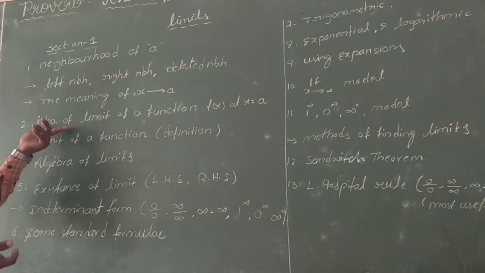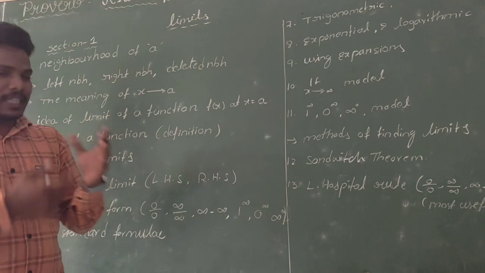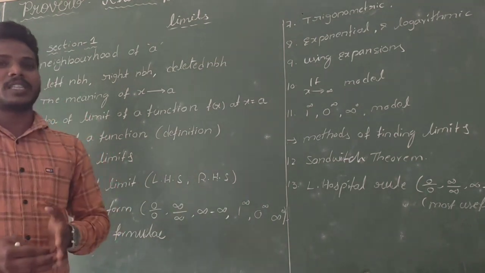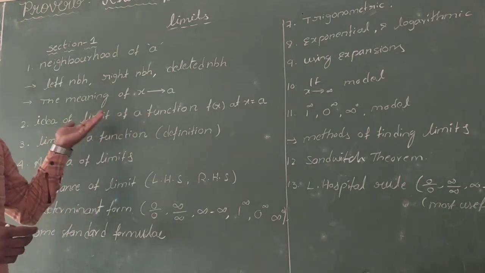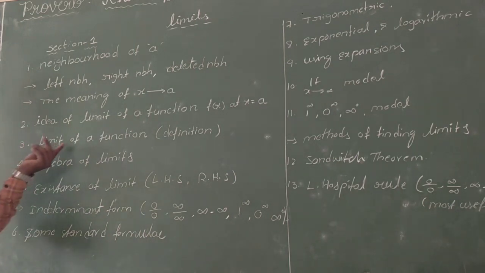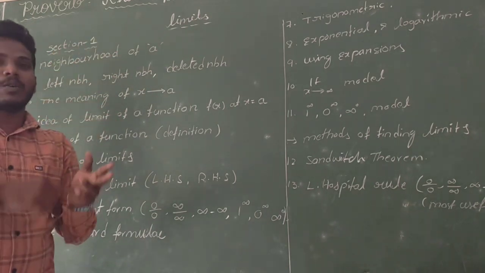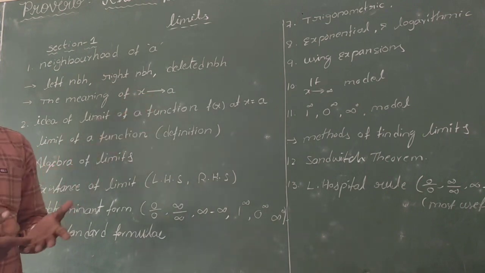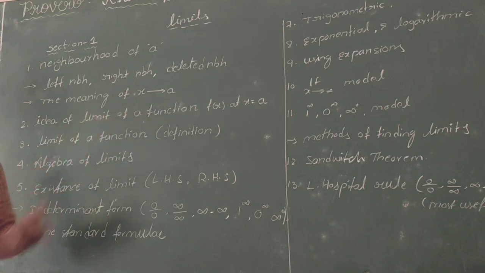Right. Next one, the idea of the limit of a function f of x at x equal to a. At a particular value, what is the limit of the function and how to take it? I am giving the idea about the limit of the function at a particular value. Next one, the definition of the limit of a function. Up to here, we know what the meaning of the limit is and how to apply it. Now the definition, as given in the books, we follow as the definition.